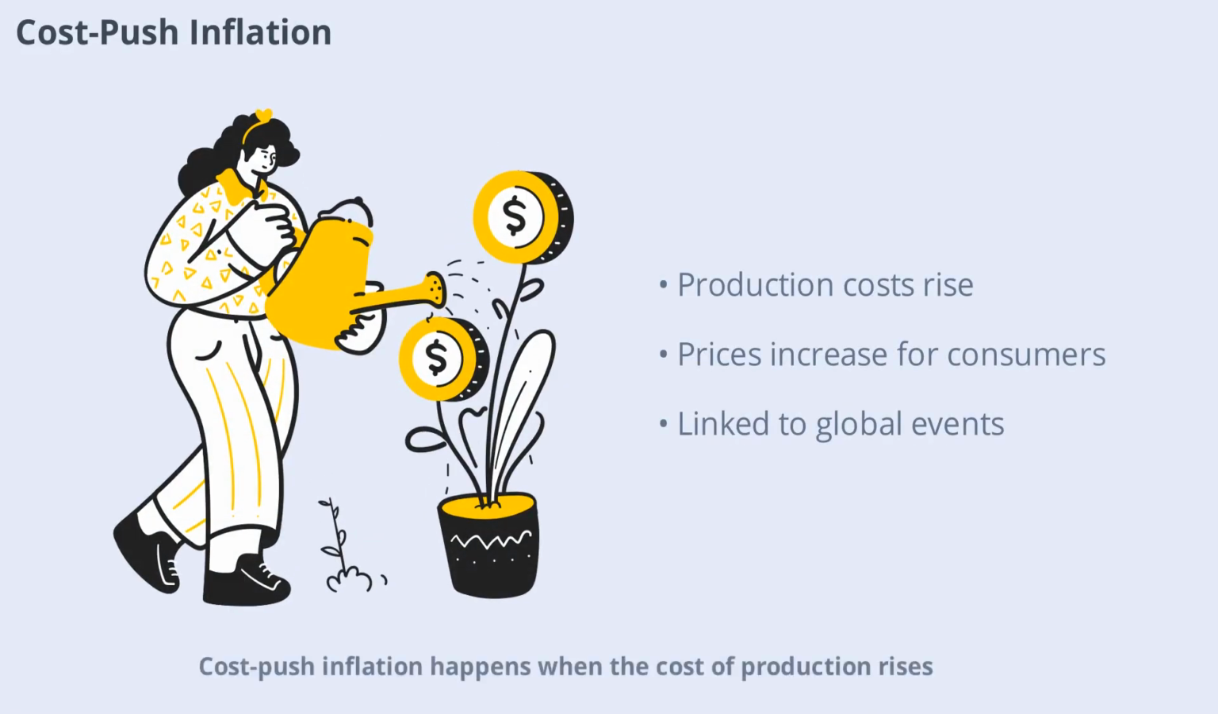Cost push inflation happens when the cost of production rises, forcing businesses to increase prices. This can be due to higher wages, more expensive raw materials, or supply chain disruptions. For example, if oil prices spike, transportation and manufacturing costs go up, and these costs are often passed on to consumers. Cost push inflation can be particularly challenging because it's often linked to factors outside a country's control, like global commodity prices.